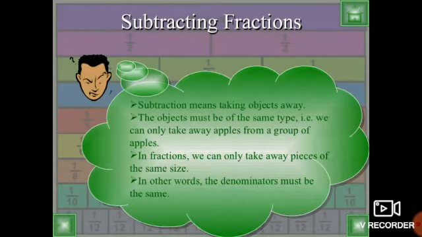You know, subtraction means what? Subtraction means taking away objects. So the objects must be of same type. That is, we can only take away apples from a group of apples. In fractions, we can only take away pieces of the same size. So in other words, the denominators must be same, right? So now next is subtracting fractions with different denominators.